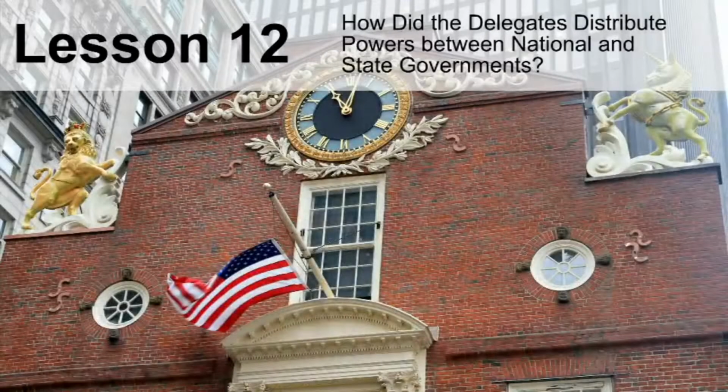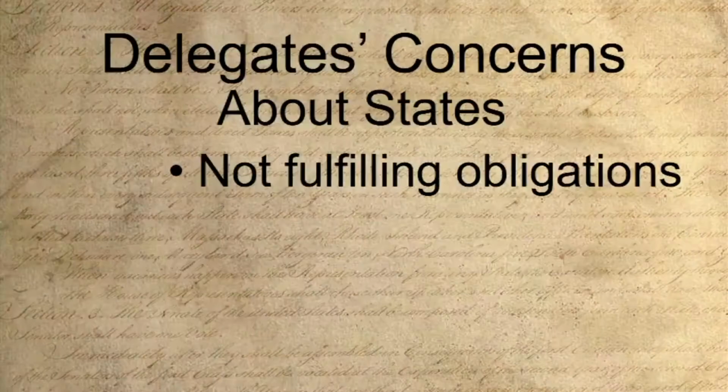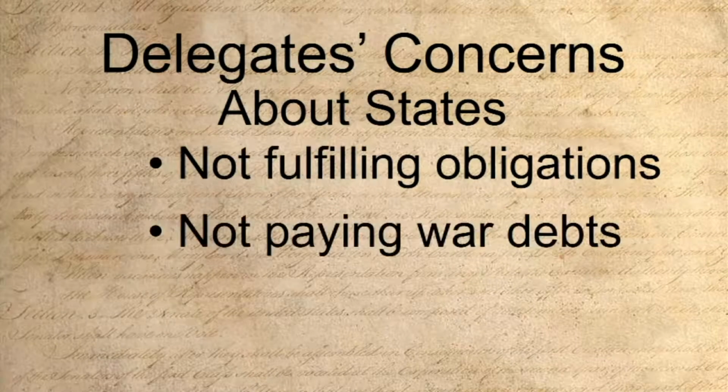Let's move on then to Lesson 12, which asks, how did the delegates distribute powers between national and state governments? I guess the first question would be, what powers does the Constitution give the national government over state governments and the people? Many of the delegates were concerned about state governments not fulfilling their responsibilities or their obligations. For example, not paying their Revolutionary War debts.